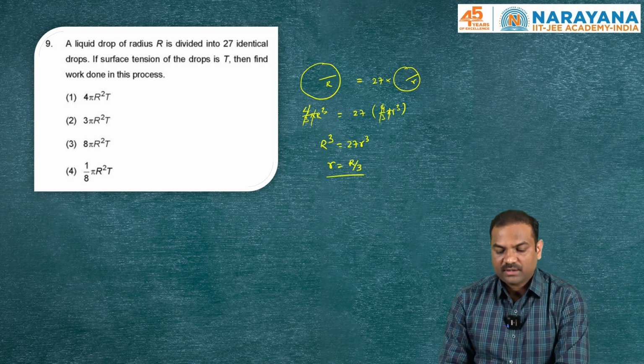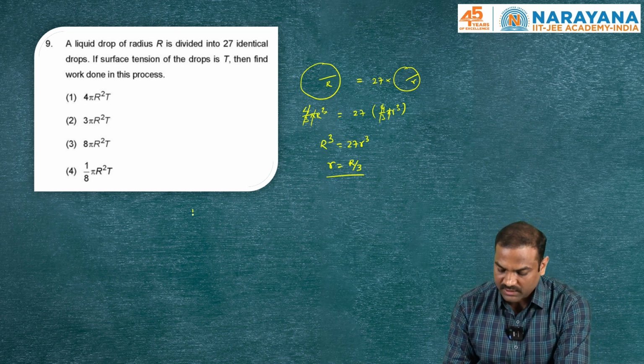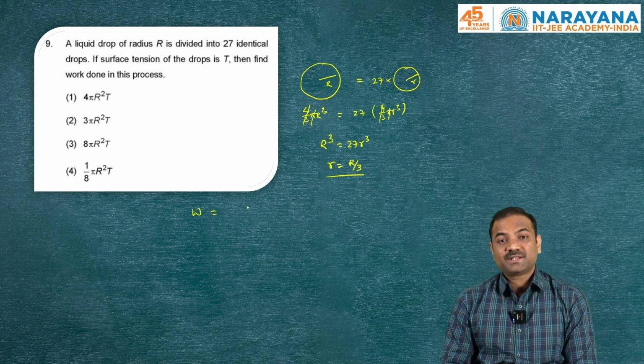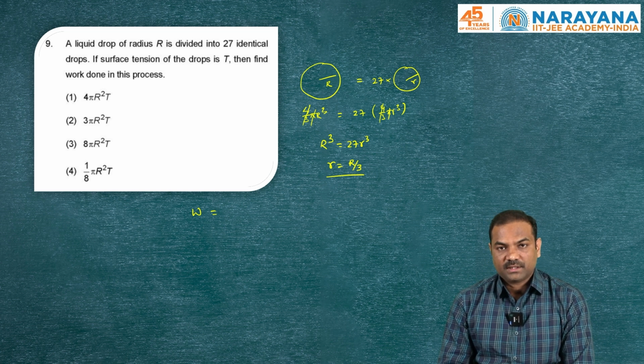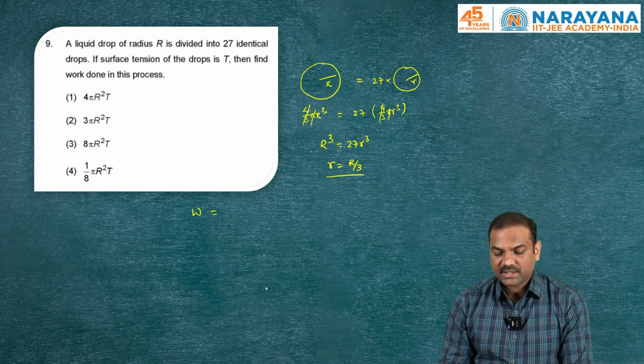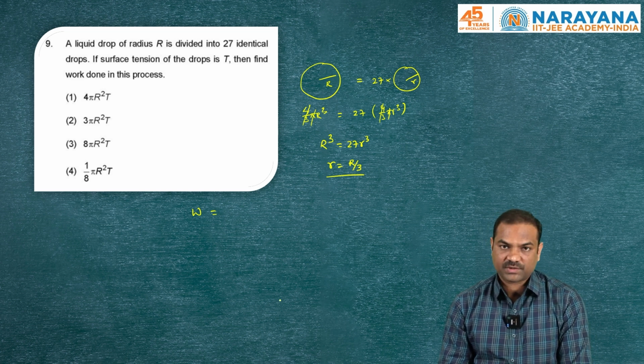Then we need to identify the work done. For work done, we need to check what is the change in surface area. The initial surface area will be 4 pi R square, and the final will be 27 times 4 pi r square. That means the area is increasing.